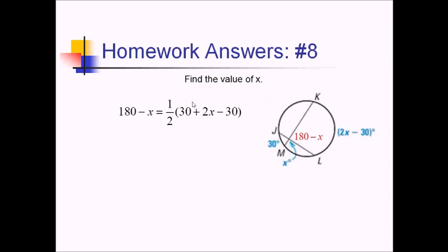All right, let's simplify things a bit. On the right side, we've got 30 and negative 30. Those are going to cancel. So I've just got one half of this 2x, which is just x. Adding this x to the other side now, we've got 2x equals 180. So then x must be 90.